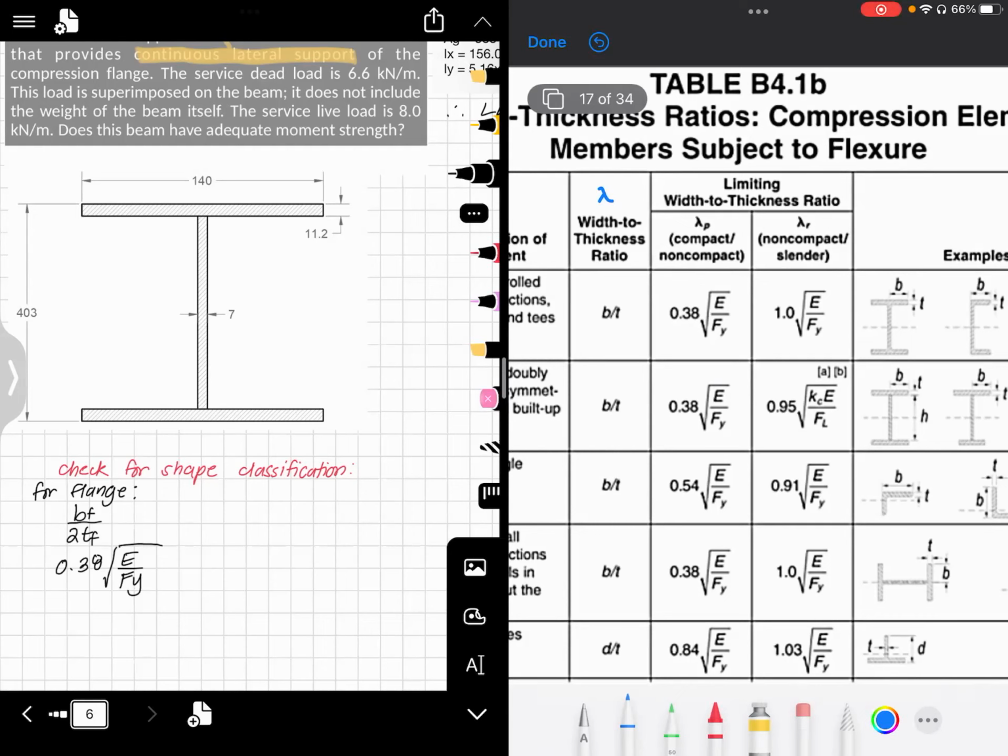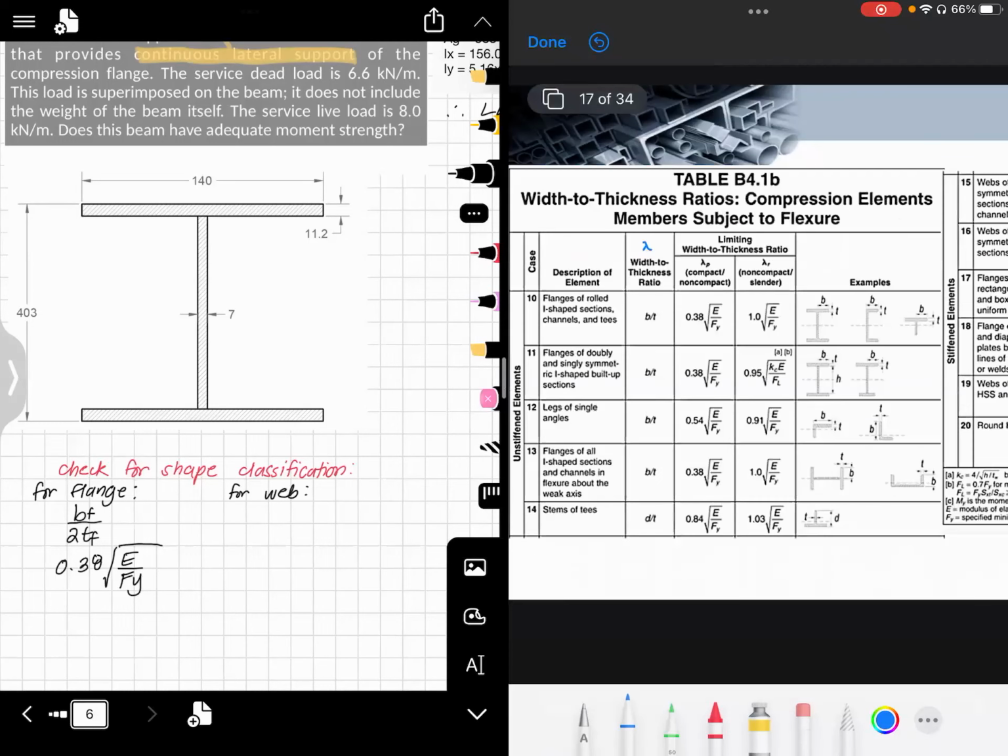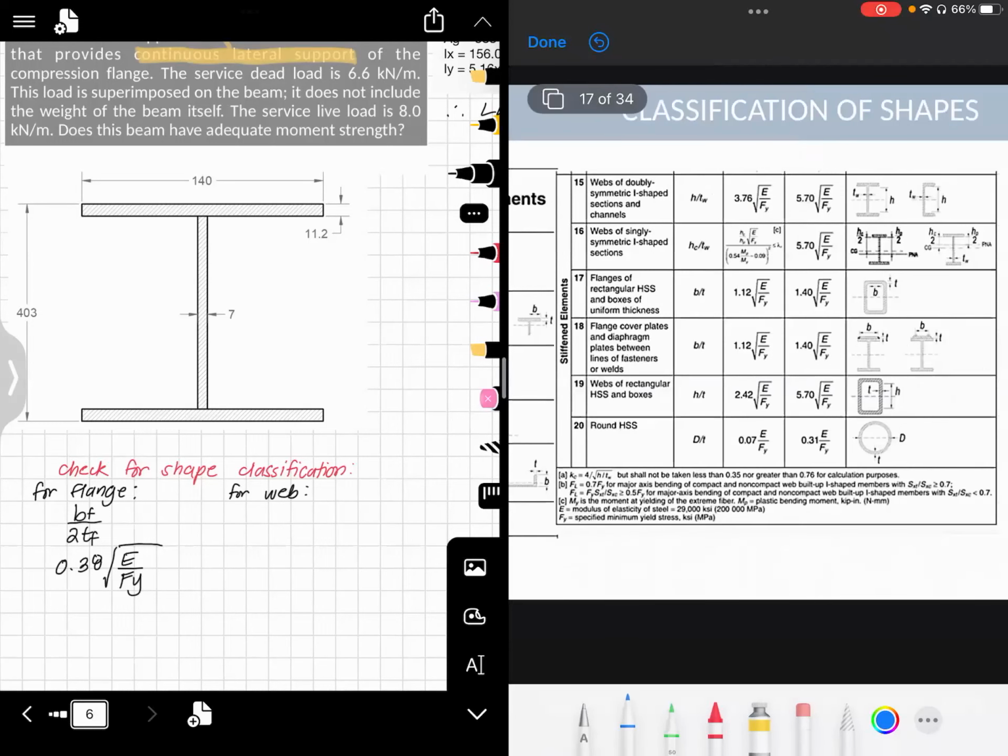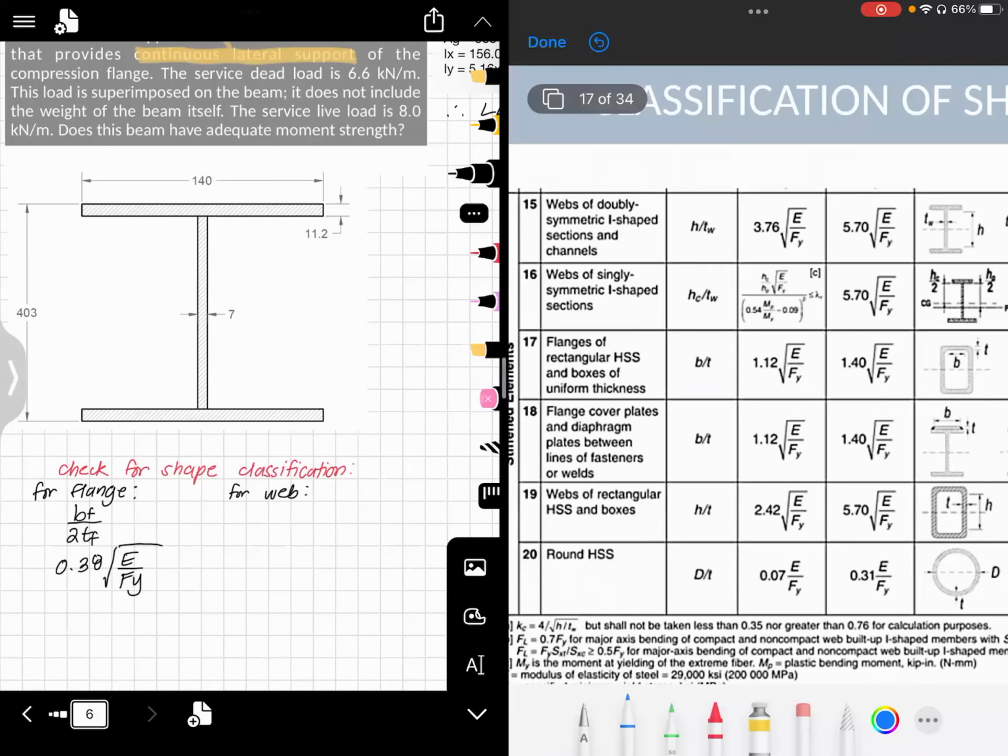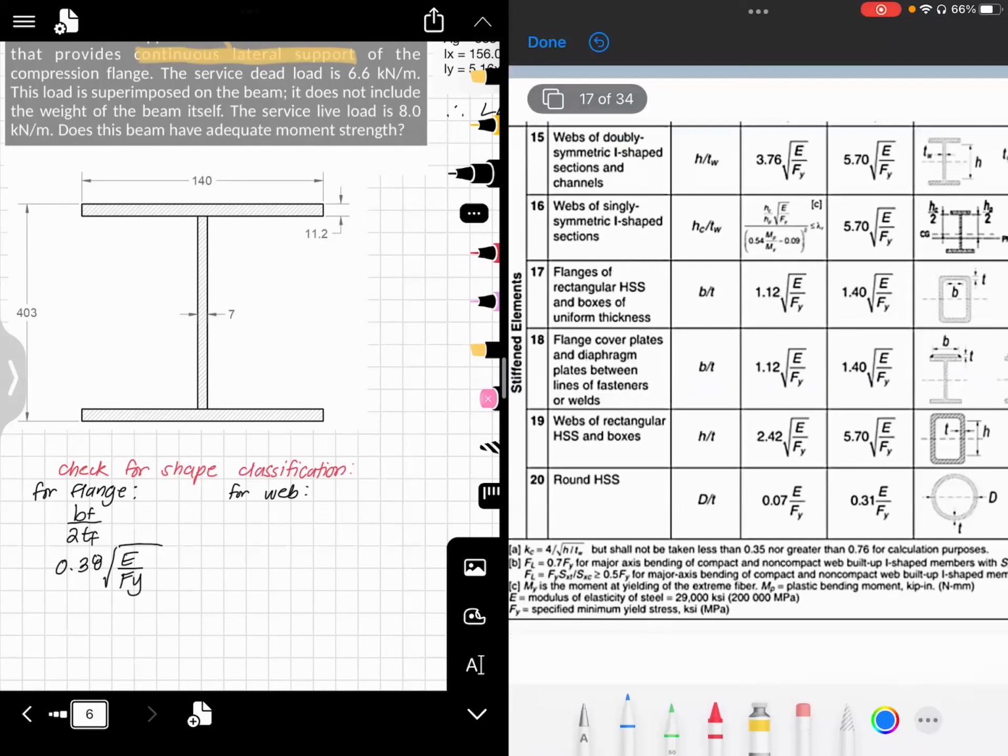For the web naman, dito yun sa kabila. Ito yung web natin, ayan. Number 15, web of doubly symmetric I-shape section. So, mayroon tayong H over TW. Mamaya ko na i-substitute. And then, ang pang-check natin kung compact siya or not is it should be less than 3.76 square root of E over Fy. So, substitute natin.